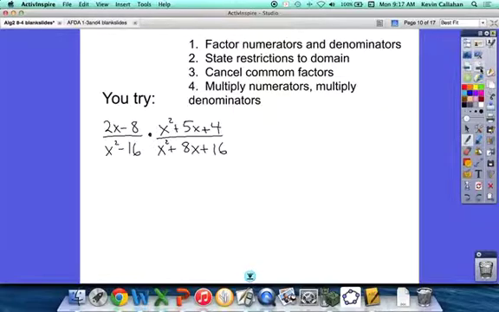Common factor between 2x and 8? 4. 4 divides into 2. What about 2? How do you factor 2x minus 8? What's the greatest common factor between 2x and 8? 2.